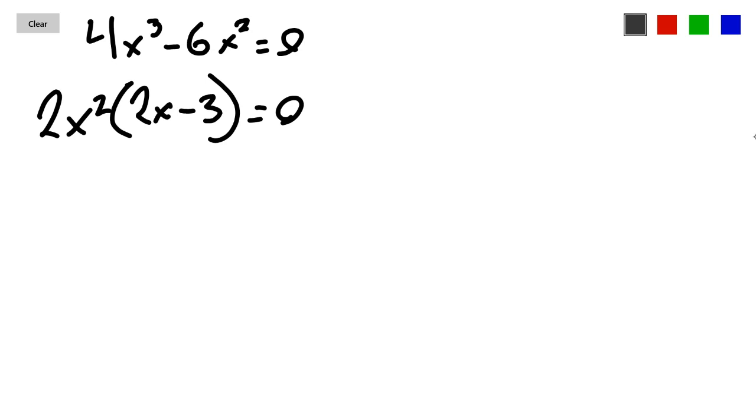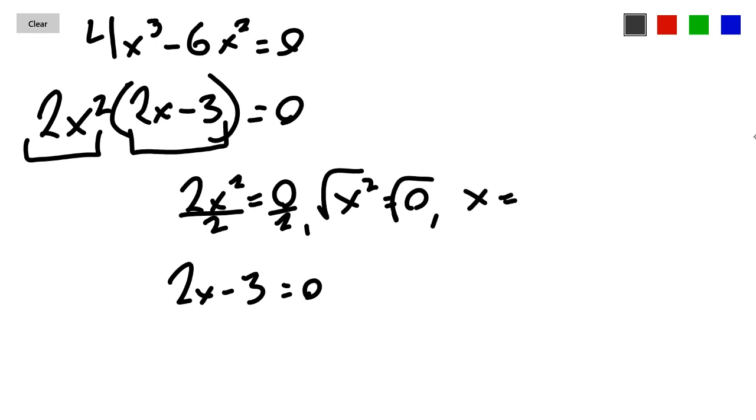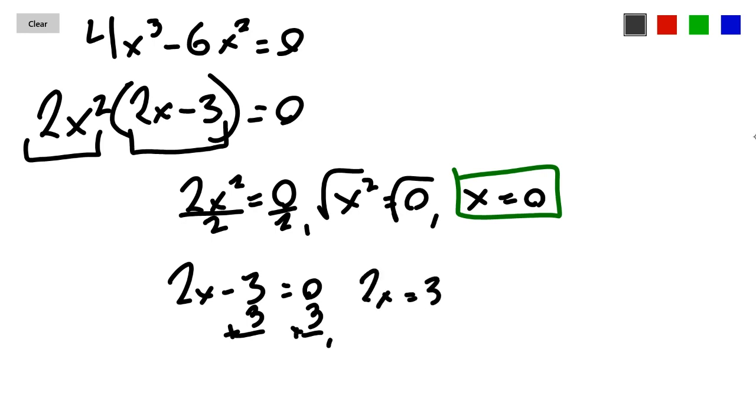So you set each of the factors equal to 0. I'll have 2x squared is equal to 0, and I'll have 2x minus 3 is equal to 0. First, I'm going to divide both sides by 2, so I have x squared is equal to 0, and then I take the square root of both sides to have x is equal to 0 as my first answer. Again, this makes sense because if you plug in 0 for the x's, then both the terms cancel, and you'll just have 0 equals 0. For the next equation, it's just a linear equation. So I have 2x is equal to 3, then divide both sides by 2, and you get x is equal to 3 over 2 for the second answer.